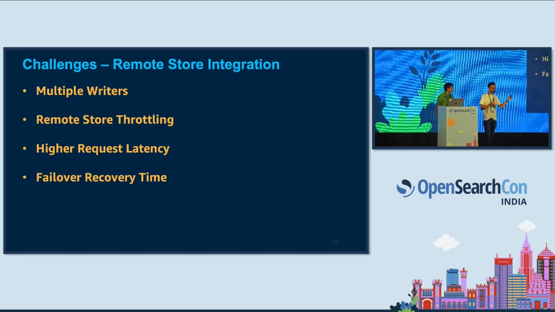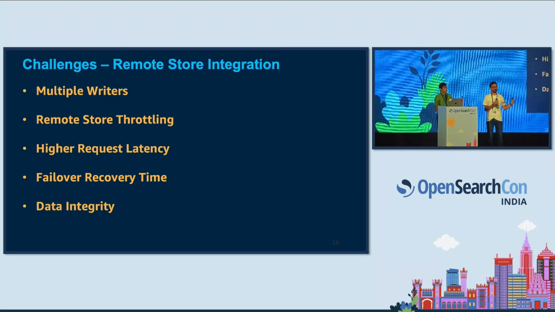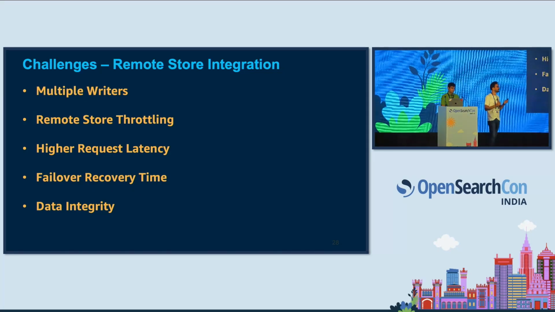Also, whenever a failure happens now, as we saw, translog needs to be downloaded on the replica, so the failover recovery time would be higher than with document-based replication. And as we are dealing with the remote store now, we have to be extra cautious when we do the data integrity checks. Whenever we are uploading as well as downloading files from the remote store, we need to make sure that we have stringent data integrity checks.